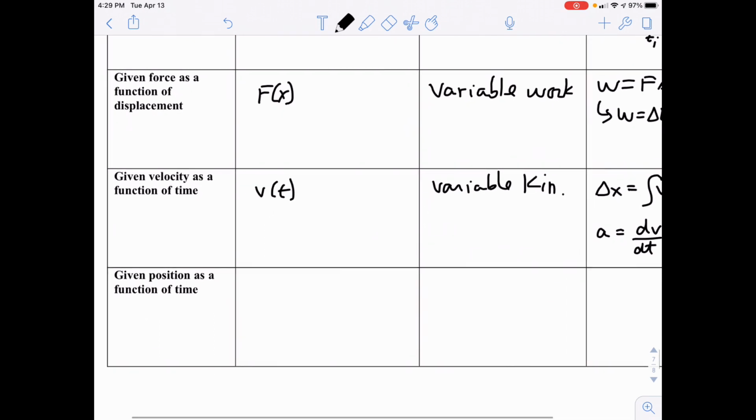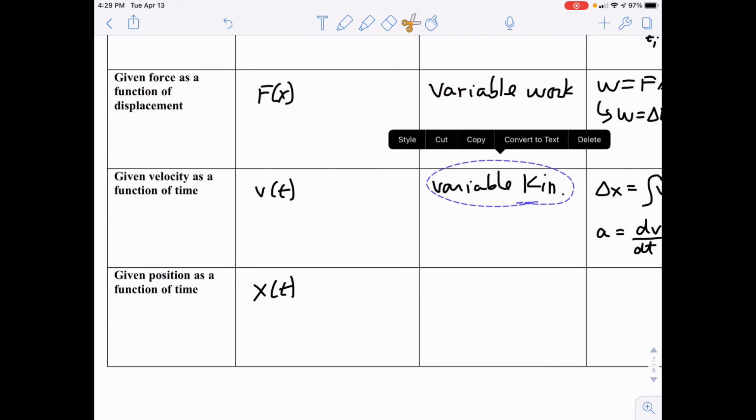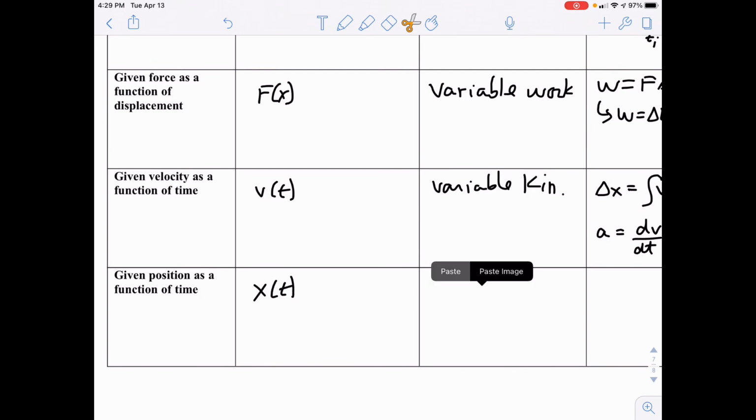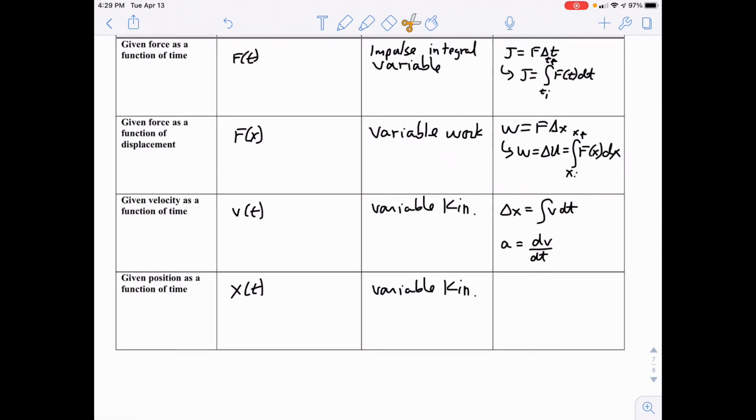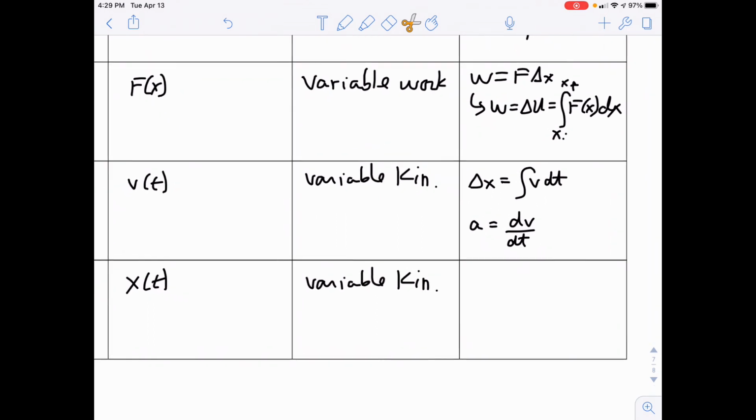If I'm given position as a function of time, similar idea. It's also a variable kinematics problem, meaning kinematics with polynomial-based calculus. And in this case, the only thing I can really do with a position function is find the velocity, and the velocity is the derivative of the position function with respect to time.